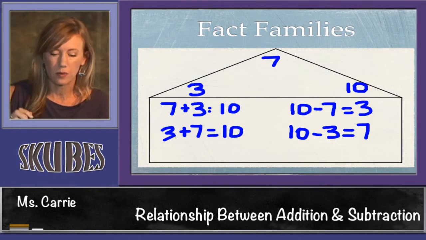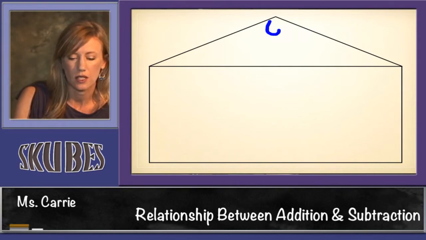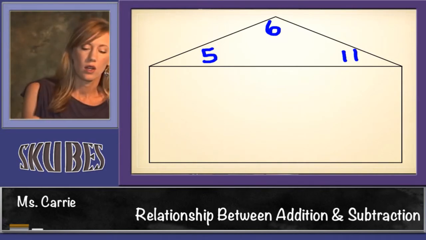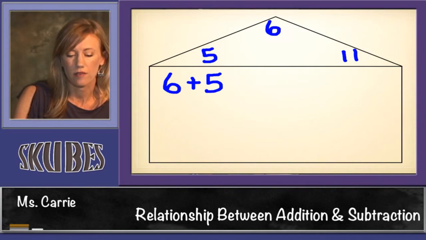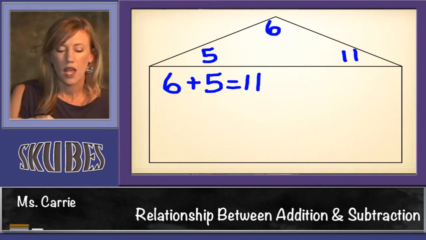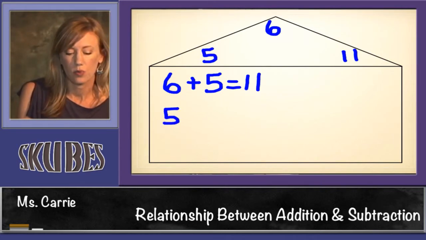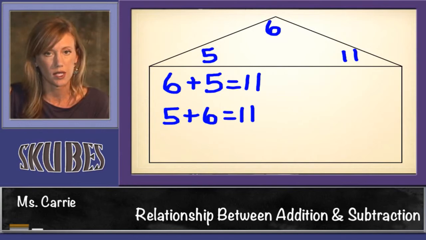Let's try another fact family. In this house, let's put the numbers 6, 5, and 11 in our roof because they have a relationship with one another. We'll start with addition. We know that 6 plus 5 equals 11. If 6 plus 5 equals 11, then 5 plus 6 has to equal 11 also. If you flip the two numbers in an addition problem, it always equals the same number.